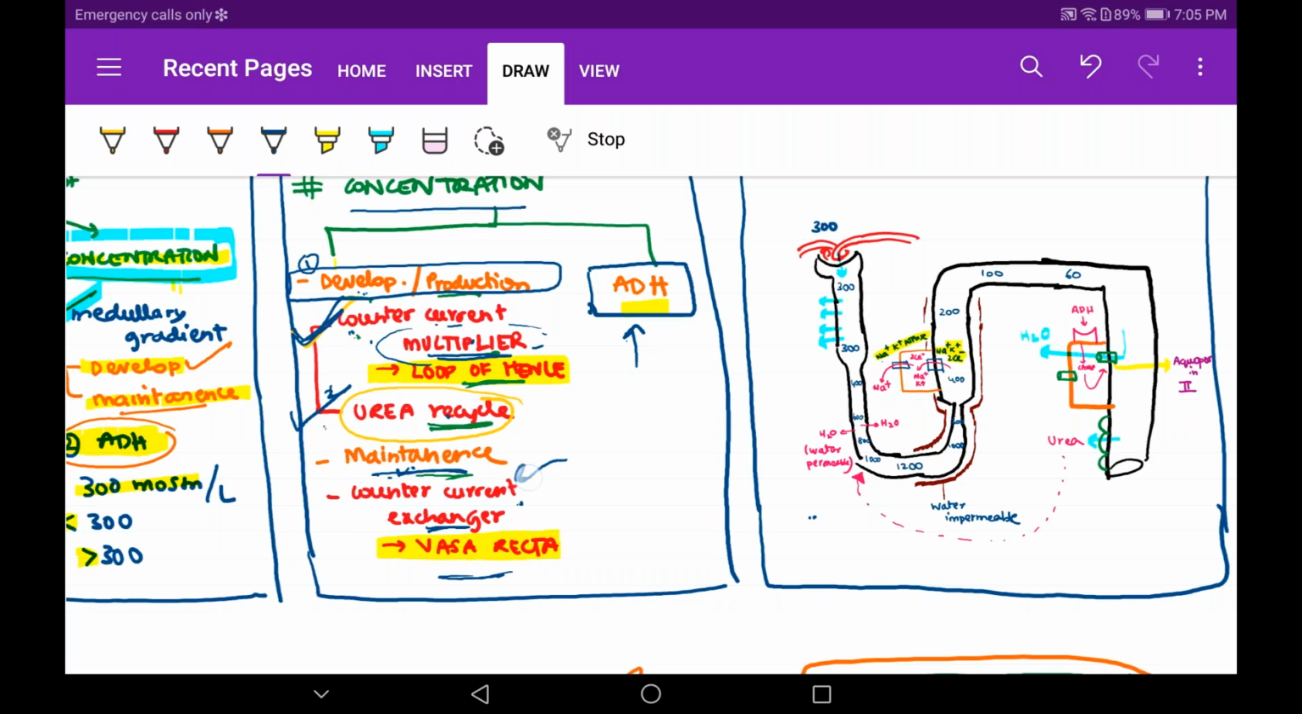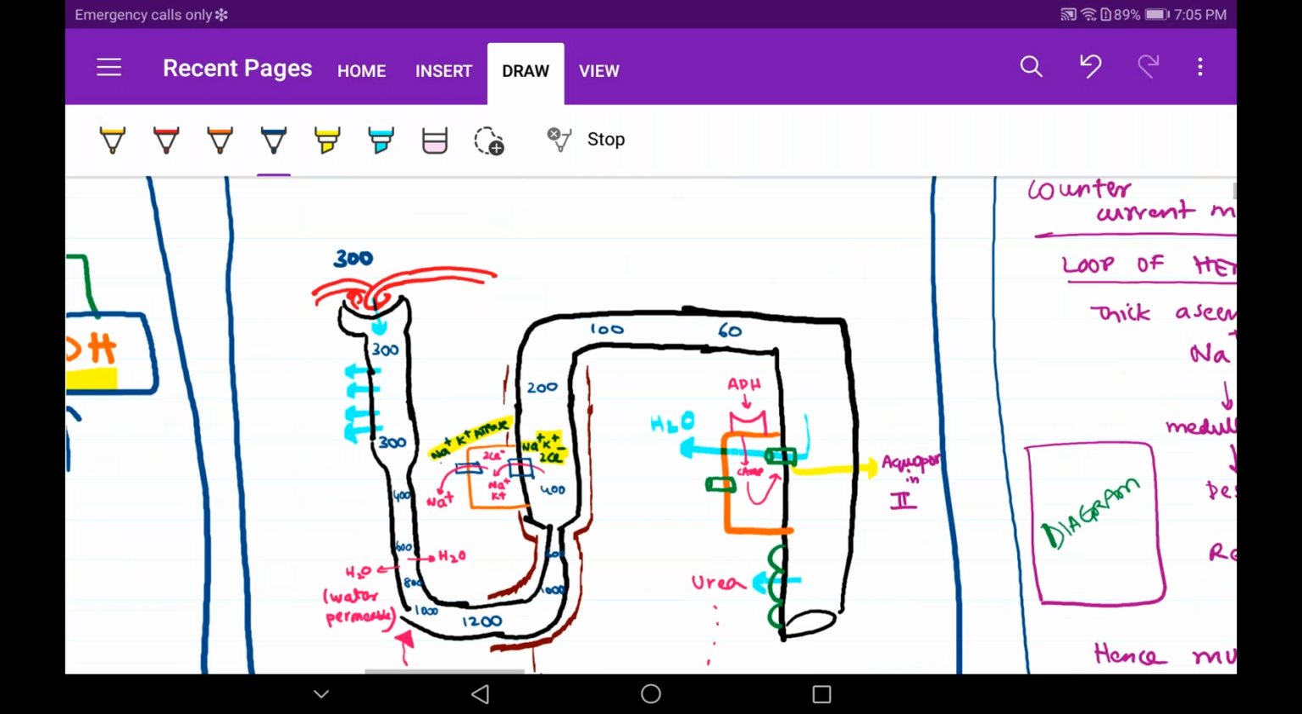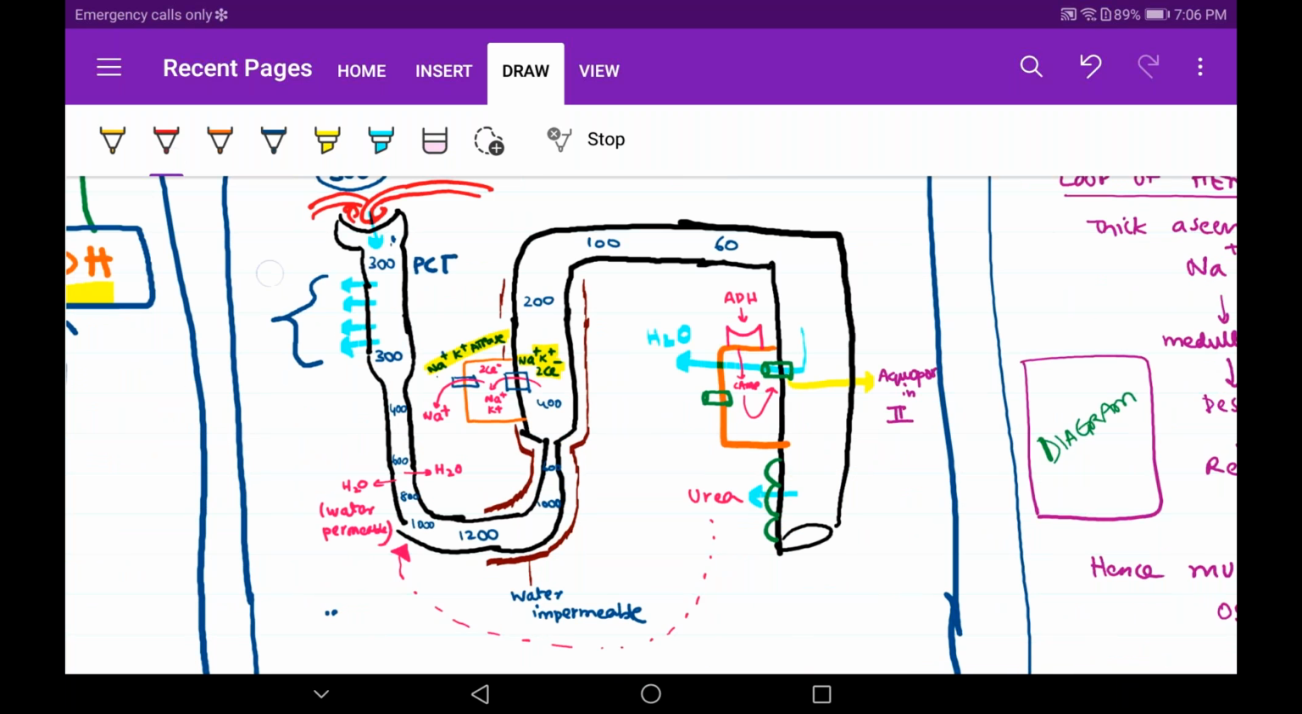Once it enters the Bowman's capsule and then the PCT, what will happen? There will be reabsorption of a lot of solutes into the interstitium, whereas there will also be capillaries over here which will absorb, but we will not be drawing that so that we don't get confused, right? So in the interstitium, there will be reabsorption of sodium, glucose, amino acids, right? And then we have chloride, so many things. So various solutes get reabsorbed.